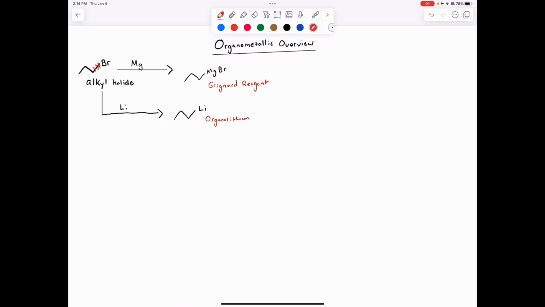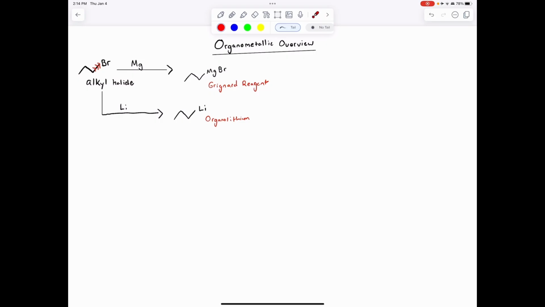But here's the thing that professors don't really clue you guys in on. What I want you to notice is that in both cases, this bond and this bond right here, in both cases, carbon is directly attached to a metal. Carbon is directly attached either to magnesium or to lithium. This completely changes the chemistry of the carbon bond.